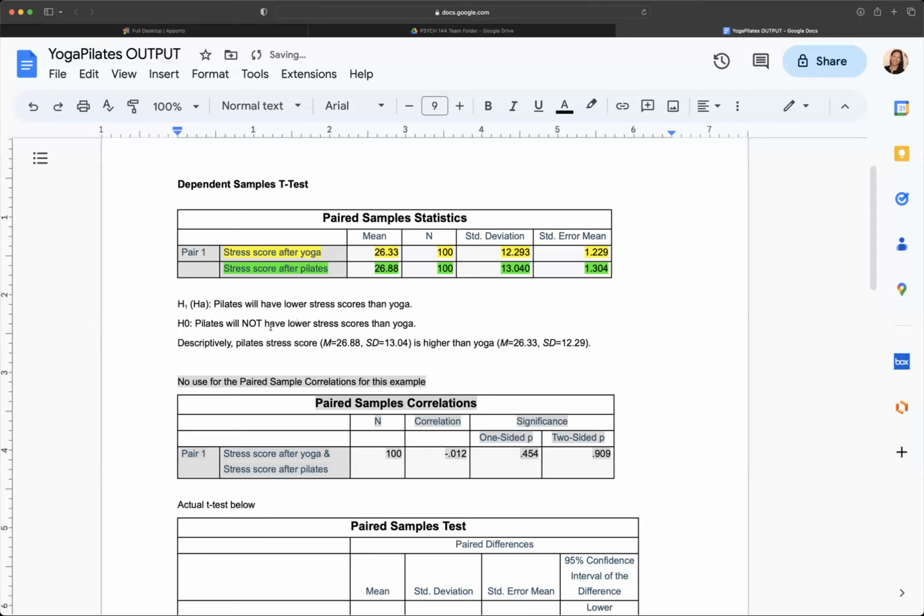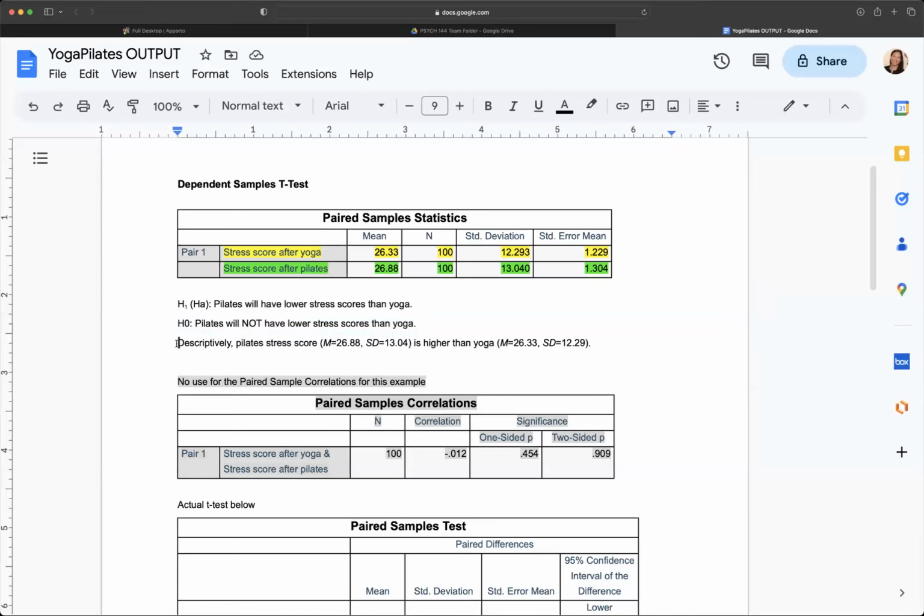based on our findings, we don't have evidence to support this, right? So we're going to fail to reject our null hypothesis. We do not have evidence to support our alternative hypothesis. And because our p-value is higher than alpha and it's in the wrong direction from what we expected, we cannot reject this null hypothesis.